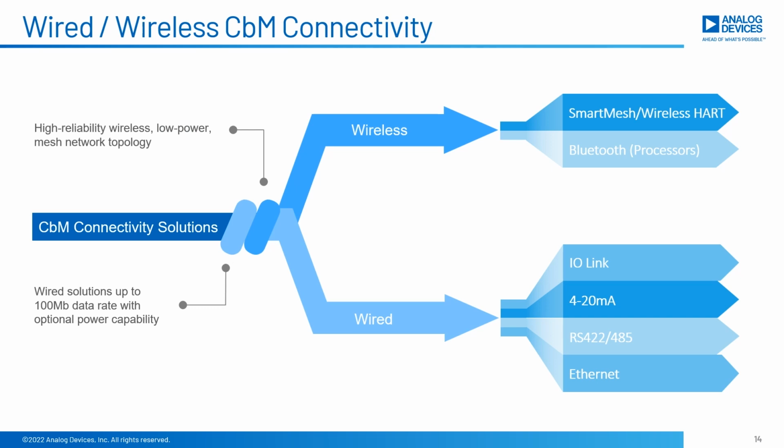From a connectivity perspective, we provide both wired and wireless CBM connectivity options. So on the wireless side, we have SmartMesh, or WirelessHART, very robust, ultra-low power, mesh-based networks, and BLE processors for commissioning. On the wired side, we have IO-Link, 4 to 20 milliamp, including IEPE, RS-422, RS-485, and Ethernet.